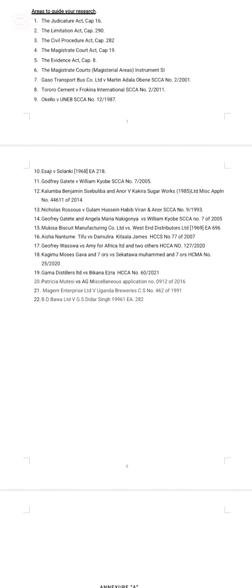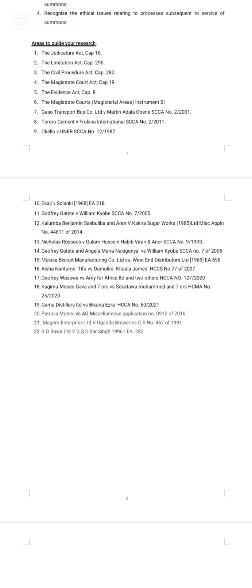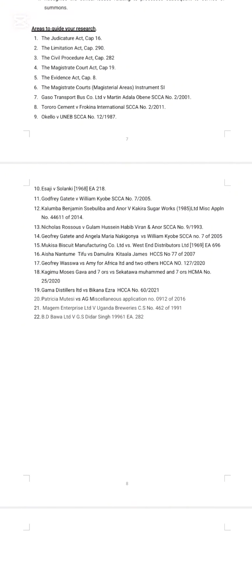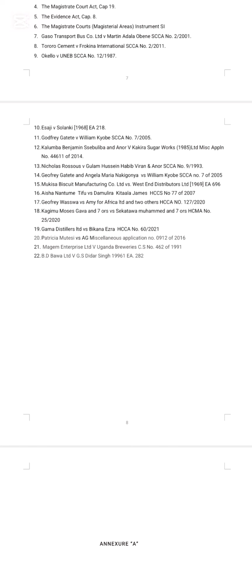Of course, we have the case of Gaso Transport Bus Company Limited versus Mountain Obene, a locus classicus on amendment of pleadings. The court discusses grounds that must be fulfilled for there to be amendment of pleadings. You must not cause an injustice to the other party. It must not have been in the knowledge of counsel. So if you want to understand the grounds for amendment of pleading, read the Gaso Transporters Bus Company Limited versus Obene.